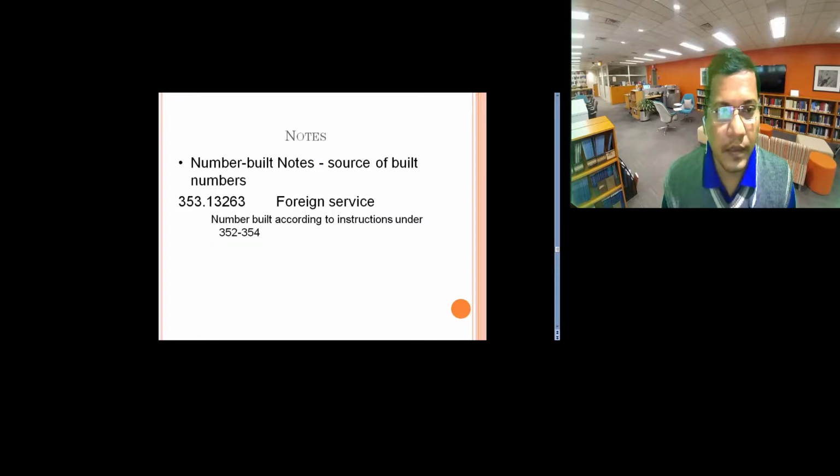Another is the number built note, the source of a built number. For example, 353.13263 Foreign service, number built according to instruction under 352 to 354. So 352 to 354 is the foreign service, and there is a note on number building, so you have to follow this note from 352 to 354.